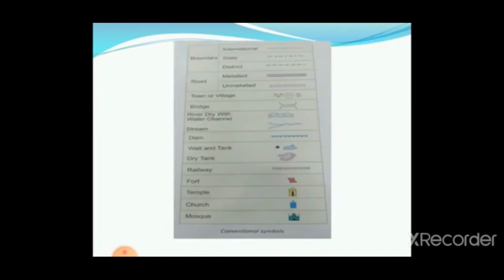Now the next one is conventional signs and symbols. You can see some signs and symbols given here for showing the international, state, and district boundaries.